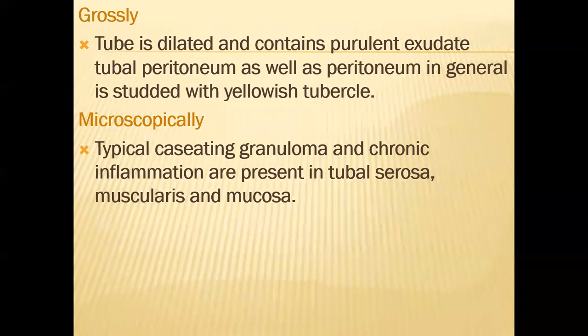Microscopically, typical caseating granuloma and chronic inflammation are present in the tuberculous serosa, muscularis, and mucosa. It involves all the layers of the fallopian tube, and it can lead to involvement of the whole tube. It can lead to infertility. It can lead to ectopic gestation.